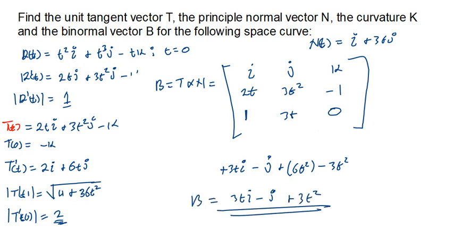Okay, so that's how you go about finding the unit tangent vector, the principal normal vector, the curvature k, as well as the binormal vector.